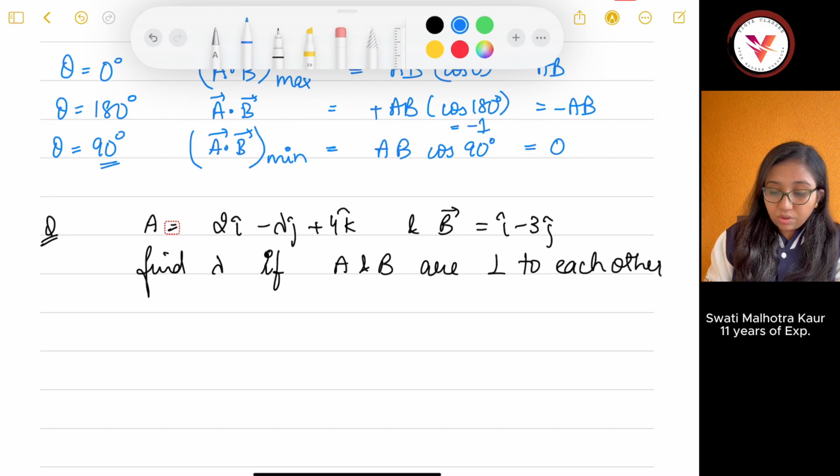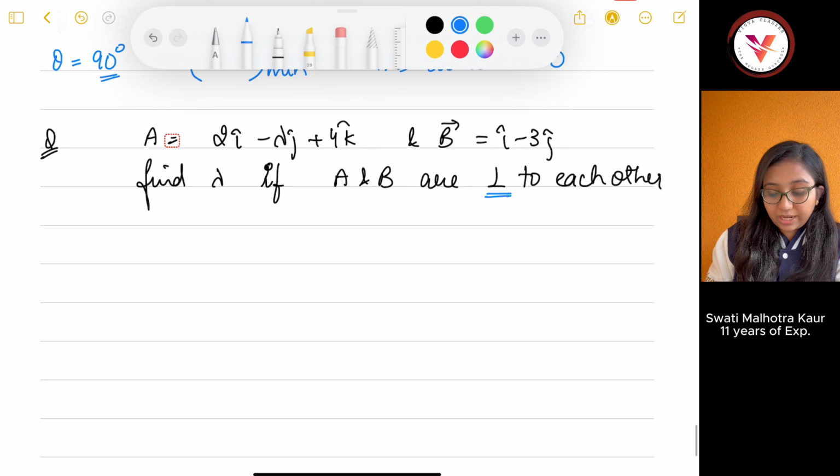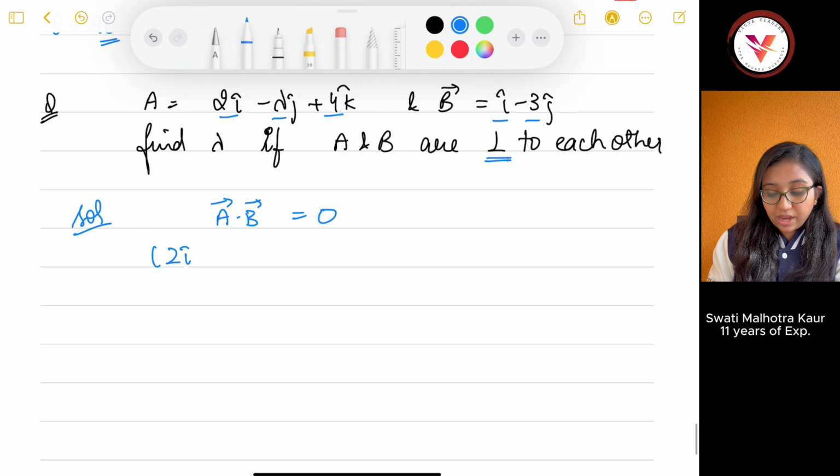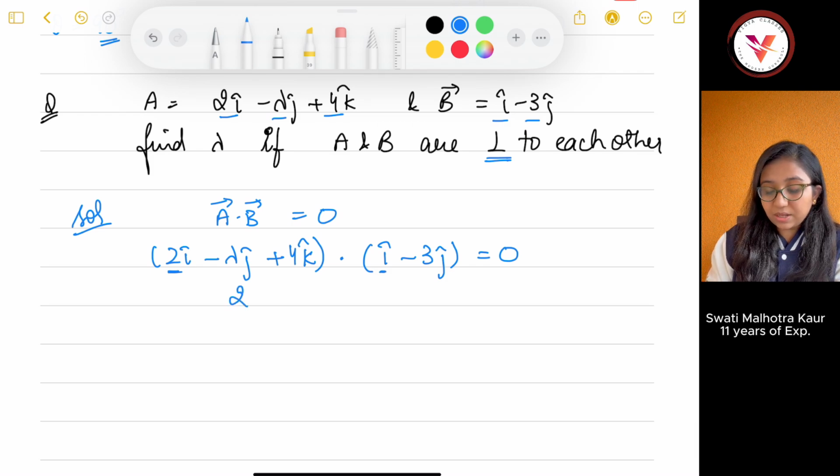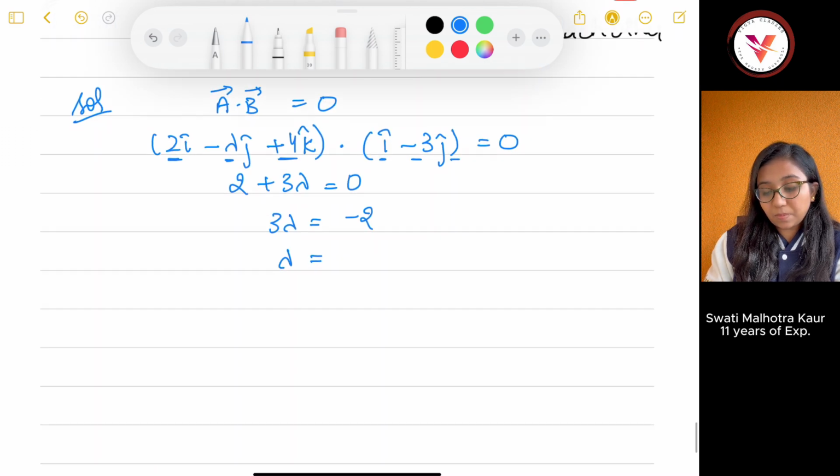All you need to do, if they are perpendicular to each other, is use a dot b equals 0. They are given component-wise, so you can multiply the coefficients of i, j, k cap simultaneously, with sign as well, and make it 0. Like 2i times 1i, so 2 into 1 is 2. Then it's minus lambda times minus 3, which is plus 3 lambda. For 4k there is nothing, it's simply 0. So 3 lambda is equal to minus 2, so lambda comes out to be minus 2 by 3.